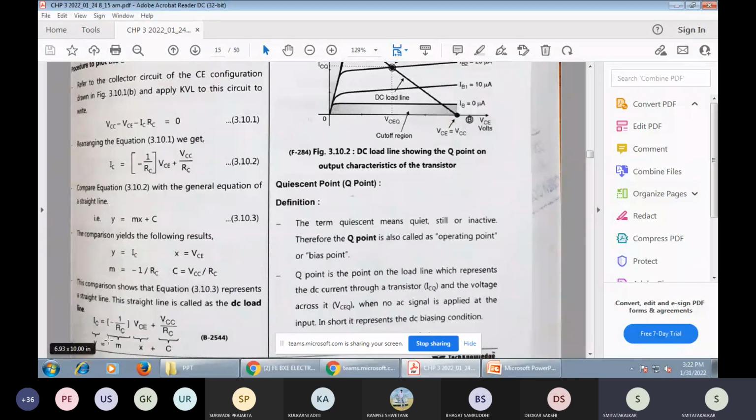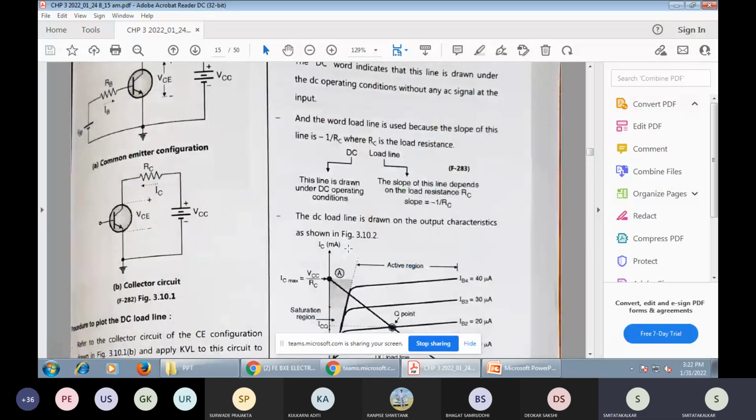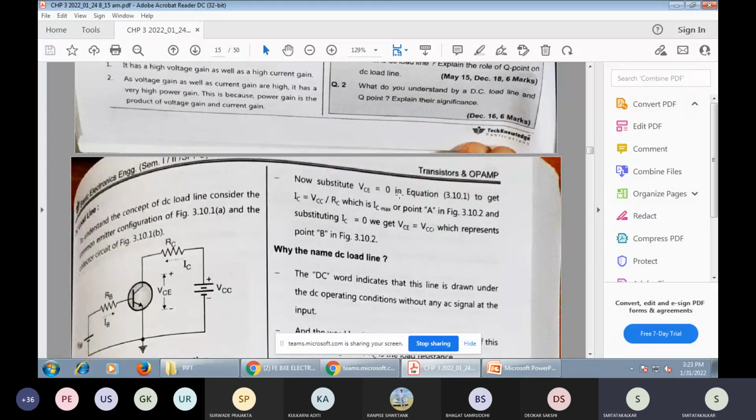According to the equation of this straight line, we can find out the output current is equal to the input current. If the output current is maximum, then the current is also maximum. If the output voltage is maximum, then the current is maximum. But here, the output voltage we can consider directly 0. Now substitute VCE equal to 0.